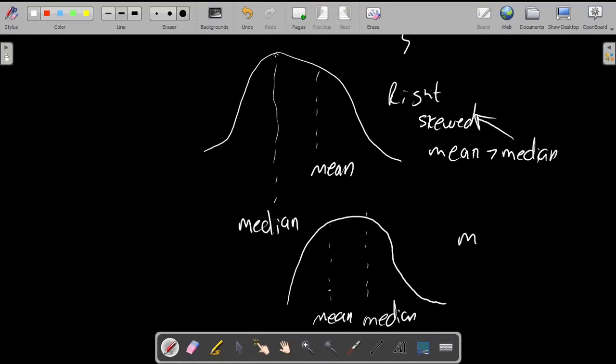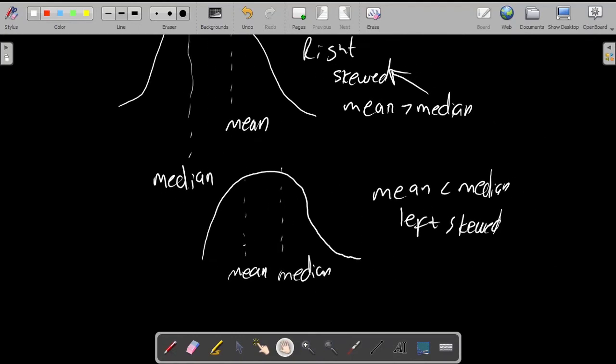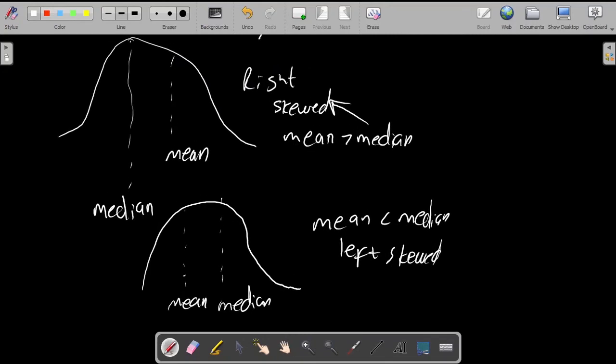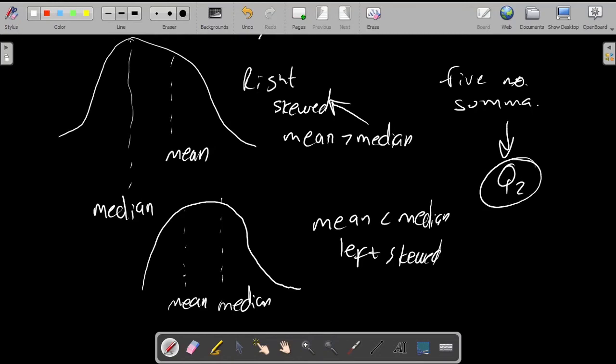And if you have your mean less than your median, then your data is left skewed. You can always look at this from your box and whisker, which is also covered. After finding your 5-number summary, and I'll link the video to the 5-number summary, you can then find your Q2, which is the median. And from the basic calculation of the average, you can find the mean.